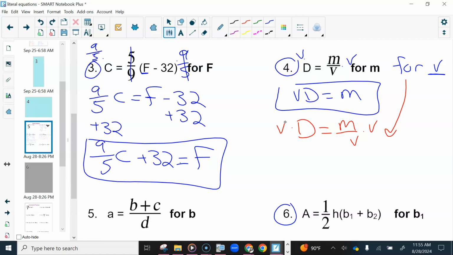By multiplying, because that's the only way to get it out of the denominator. Think about it, we're dividing by b, so to undo that, we have to multiply. We are multiplying, but by b, so that these cancel. Still have b on this side, but then how would I get b by itself? Divide by b.